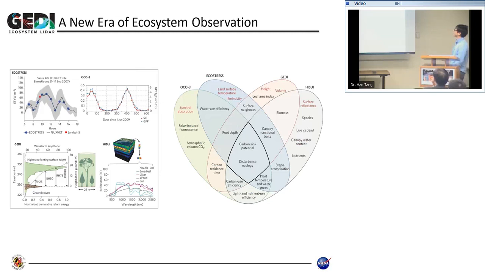It's really exciting. And this is from one of the recent papers published in Nature Ecology and Evolution. It highlights all the instruments, centered on the carbon sink potential and disturbance ecology. And this is very unique to GEDI: the height, volume, and the Berry index.